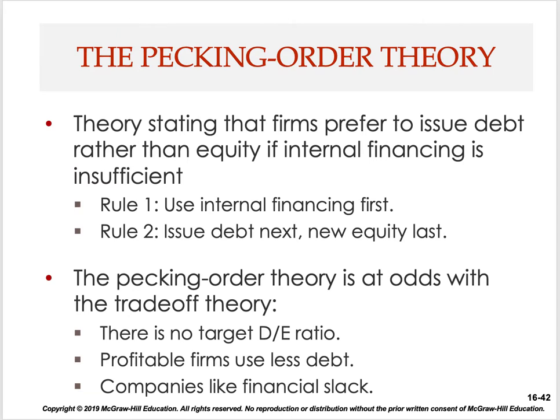structure decisions. Okay. When we get to class, again, I'd like to talk in more detail about the pecking order theory. What is it? Basically, it's a theory that says that firms prefer to issue debt rather than equity if internal financing is insufficient, right? What does that mean, internal financing? Well, remember, we're a company, right? We're generating revenue, hopefully. We're subtracting our expenses. We have net income, right?